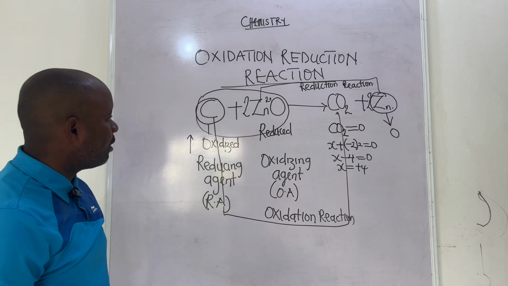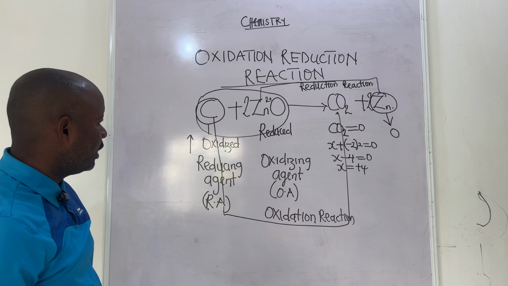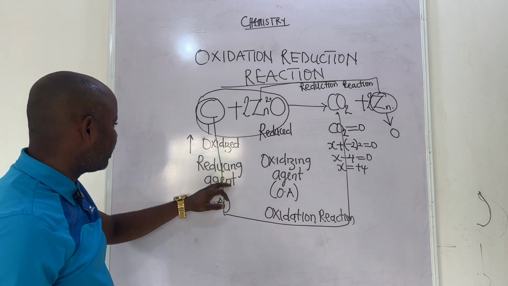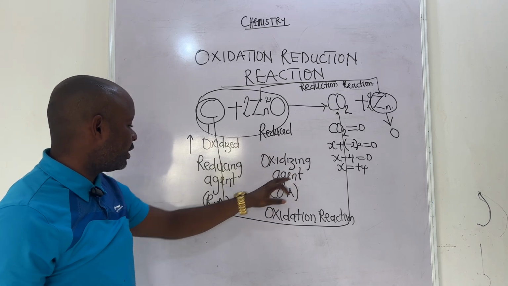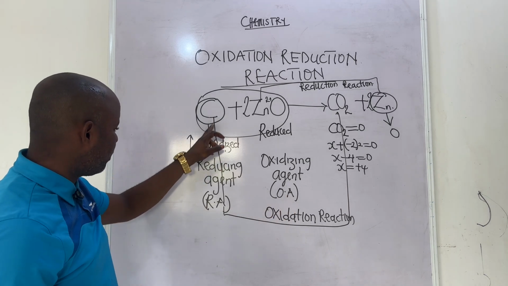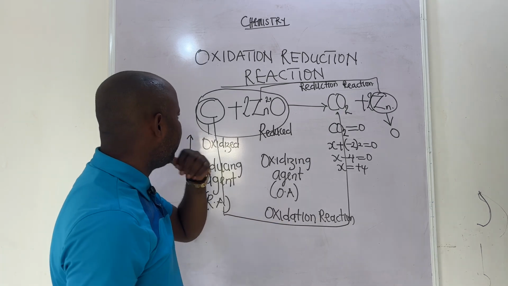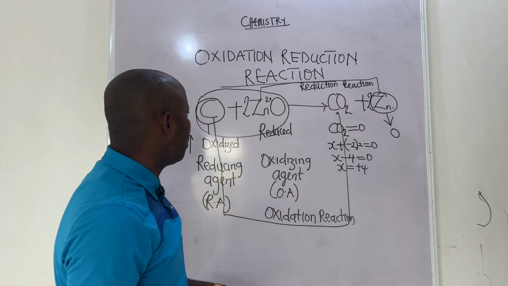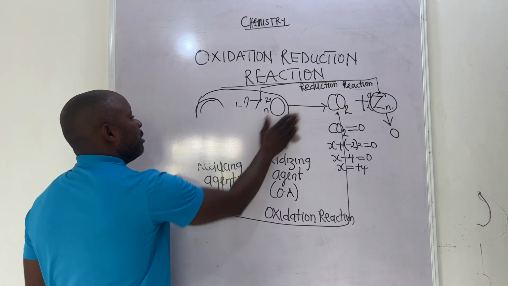So let's take a very good example again. If this is clear, when it is oxidized, it's the reducing agent. When it is reduced, it is known as what? Oxidizing agent. So by so doing, this is RA, this is OA. Once it moves from here, it's a reducing agent, it undergoes what is known as oxidation reaction. So here it moves directly to this, known as what? Reduction reaction. So let's take another example.